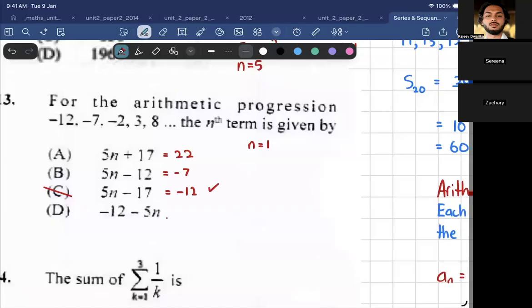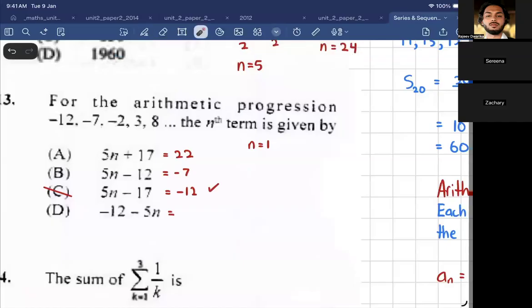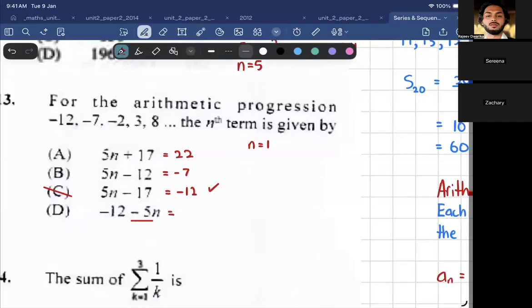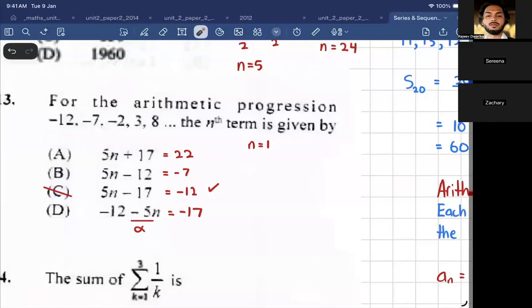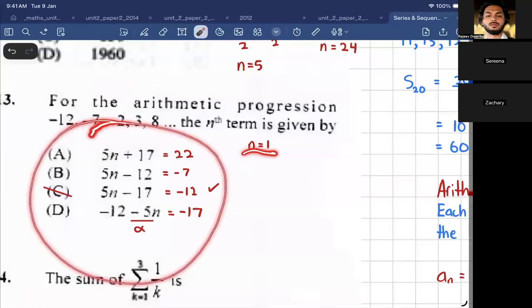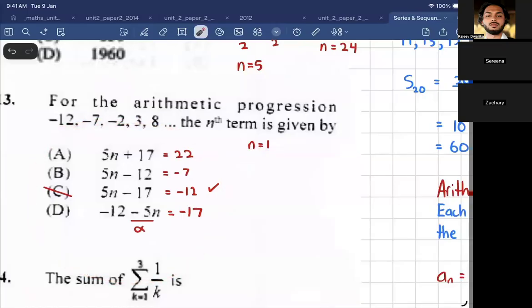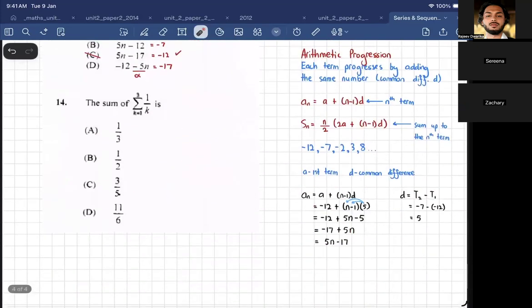How about this one? Well, this one is definitely wrong. Let me explain why. Serena and Zachary, is my common difference -5? No, so this is definitely wrong. Well, let me just be curious: if you were to plug 1 into that, you get -17. Zachary and Serena, you didn't have to do any working. All you had to do was just plug n is equal to 1 into the options to see which one gives you -12. Cool. Yes, so that makes sense.